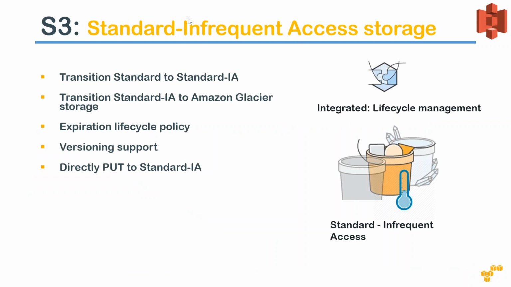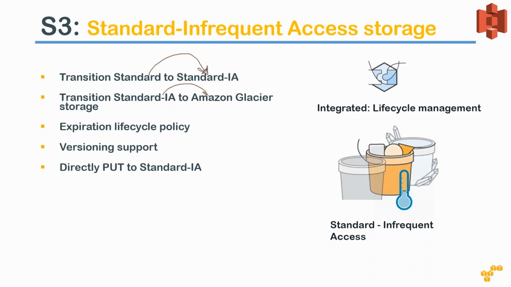So there is one option. The first transition is that you can move your data from the standard storage class to the standard infrequent access storage class. Typically in S3 you have three different storage classes: the default standard, then standard IA, and then Glacier. So the first transition that you can do is from standard to standard IA, and you can set it any time you want. And once IA is set, you can move it to Glacier.